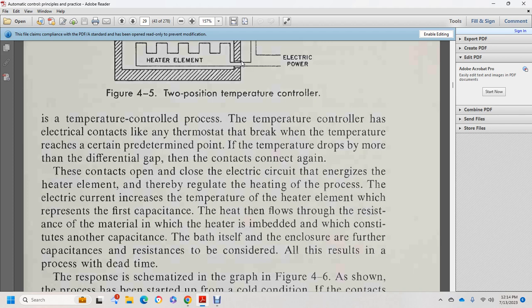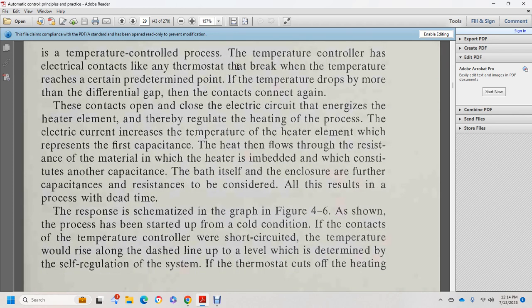For the further capacity of the resistance to be considered with all the results of the process, the dead time and the response are schematically shown in the graph of figure 4-6, as shown with the process in the cold condition, with contact in the temperature control short-circuited.